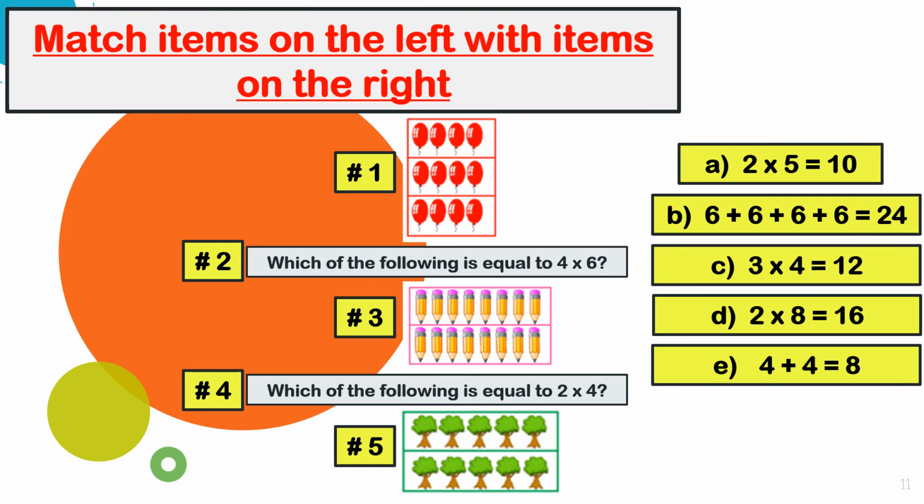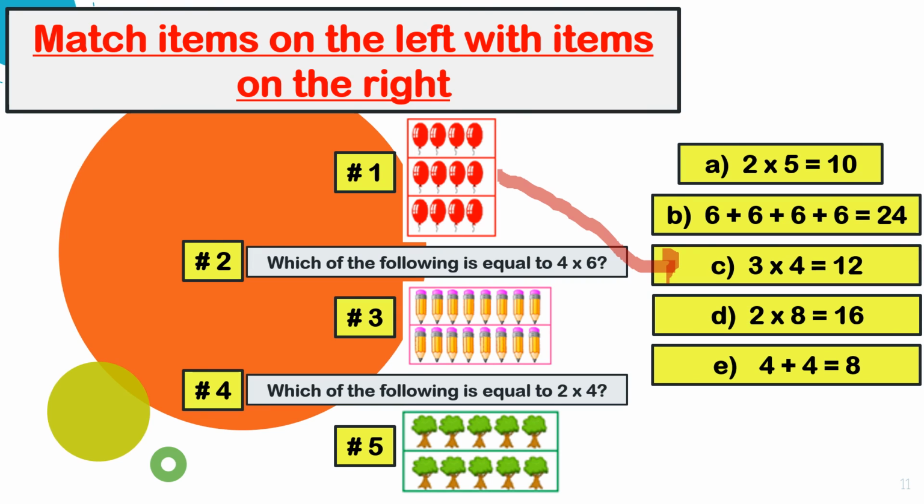Okay, so let's look at number 1. Number 1 is an image where we have 3 rows of balloons, and in each of those rows there are 4 balloons. So we have 3 groups of 4, right? Okay, so 3 groups of 4 would be 3 times 4, so you should have matched number 1 up with C. 3 times 4, which is equal to 12.